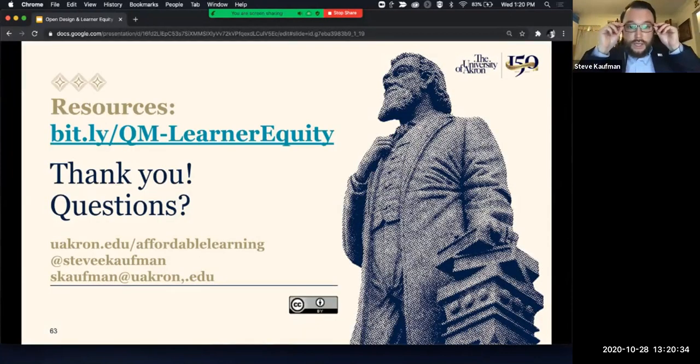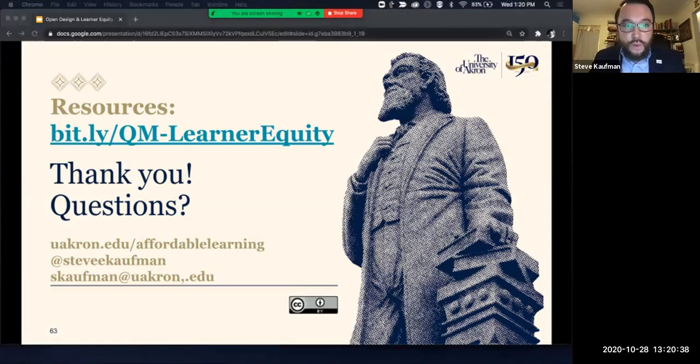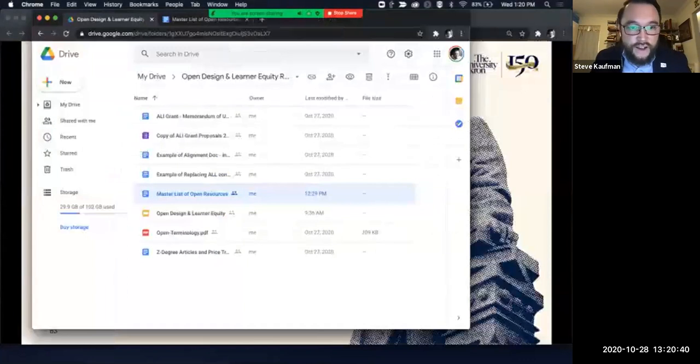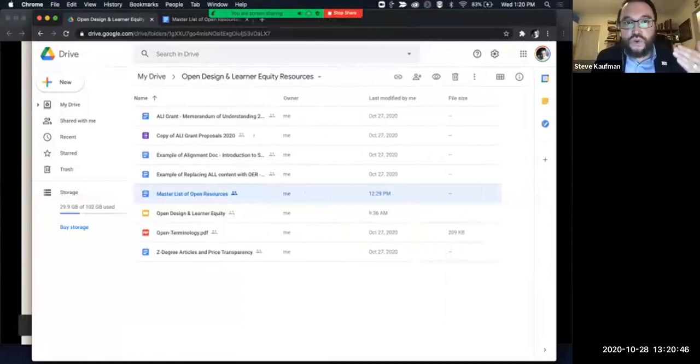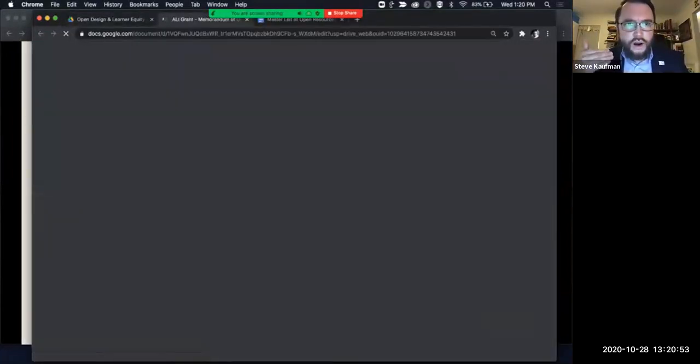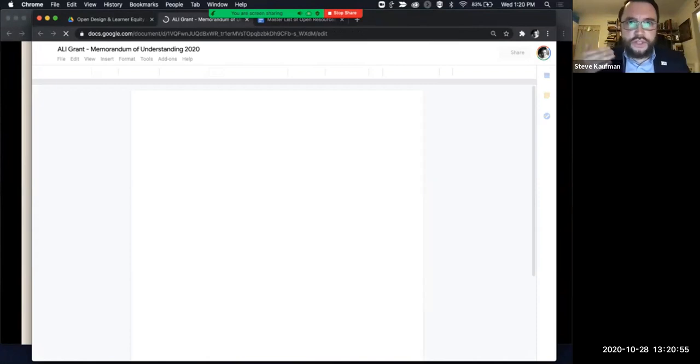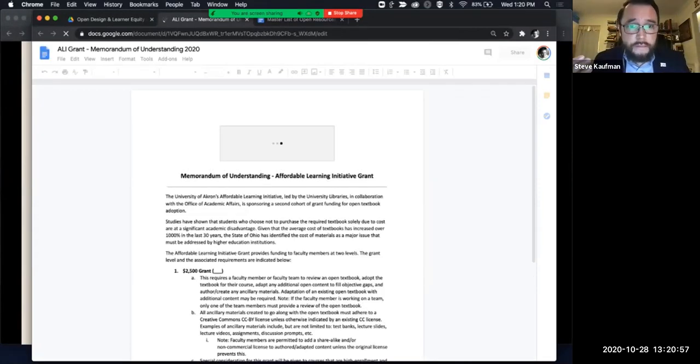Again, right here is the QM Learner Equity bit.ly site. If I just drag this over to the screen, some things I want to point out here in the last 5 minutes that I have. I gave you guys an example of what our grant actually looked like. Feel free to modify that language. It's just a document. It's essentially laying out the steps that we wanted our faculty to walk through. So there's different phases of the project of when we would give them money.